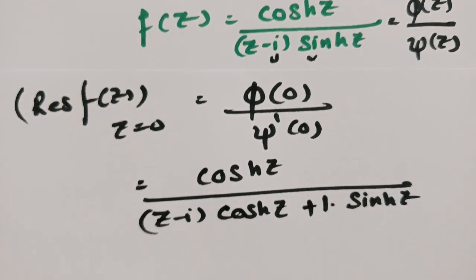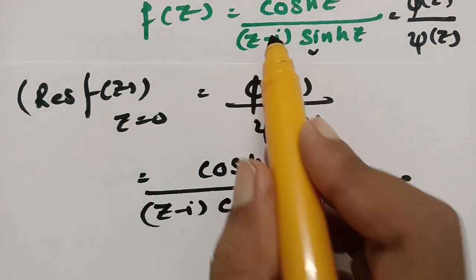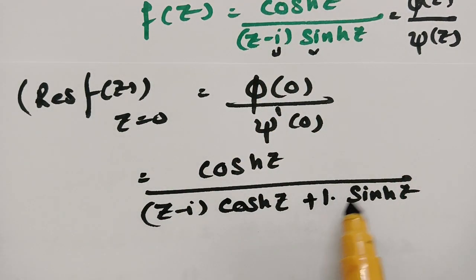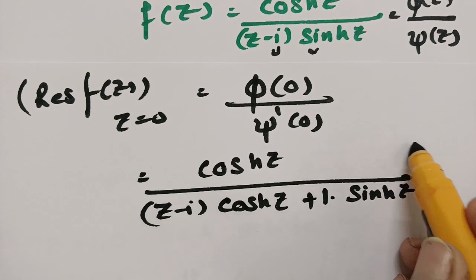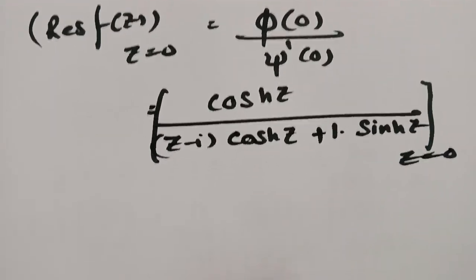Clear? See here, this is the uv rule. So u I am leaving, v I am making a derivative, and again I am making a derivative for u and leaving v here. So in this we have to keep the z value as 0.